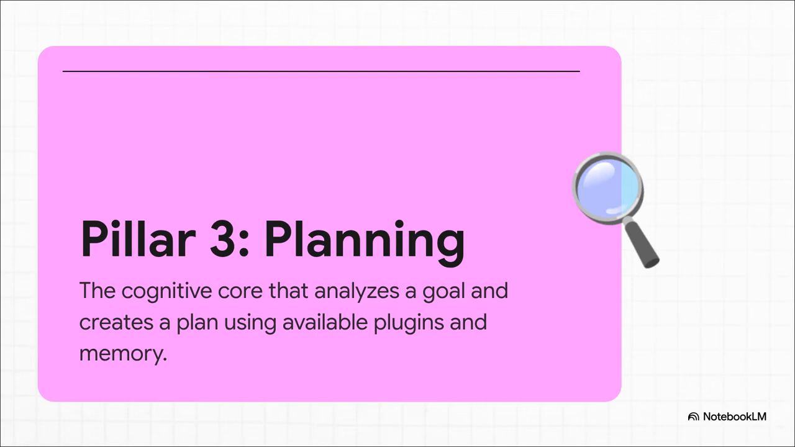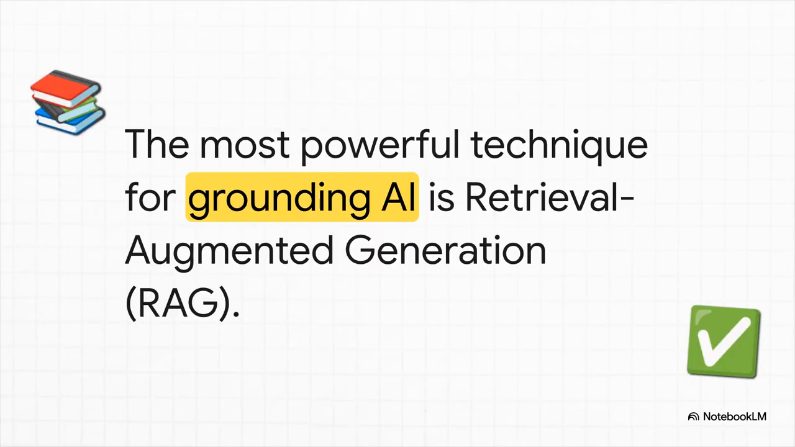And the third pillar, this is really the magic ingredient, planning. The planner is the part that does the thinking. It looks at what you want to do, your goal, and then it looks at all the tools it has, the plugins, and all the information it knows, the memory, and it figures out a step-by-step plan to make it happen. It's the strategist.